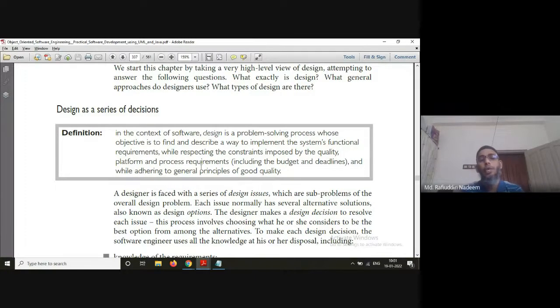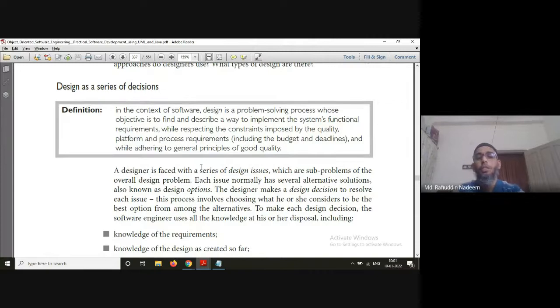So a designer is faced with a series of design issues. In general, what happens here? The designer, now all of you are designers. Now and then, you are going to certainly design your project. So you are going to face a lot of designing issues here. So which are the sub-problems for all our design problems?